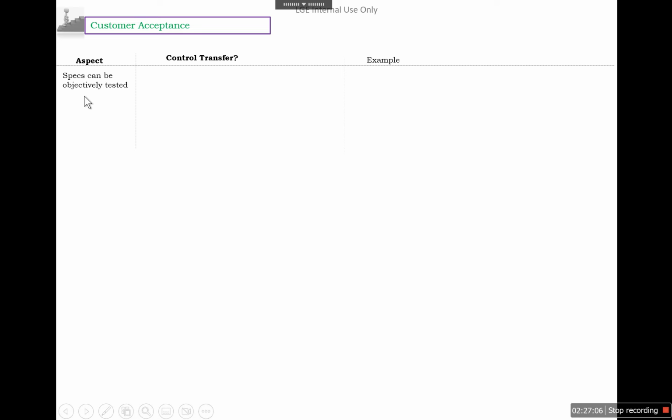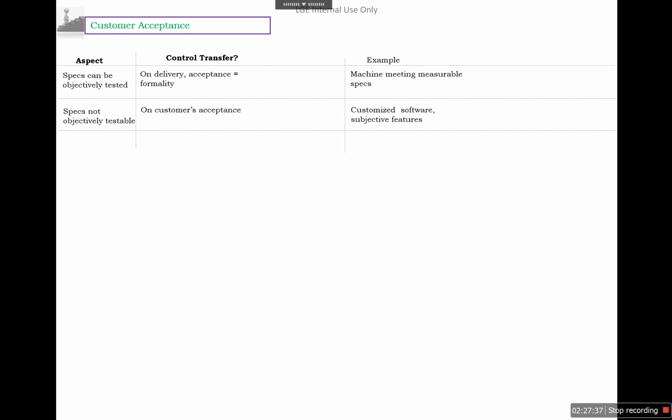So next is customer acceptance. This is also important in judging the transfer of control. If the specification can be objectively tested, customer acceptance is just a formality, and in this case we will recognize the revenue. If the specifications cannot be objectively tested, or it is customized, then we will recognize the revenue on the customer's acceptance only.